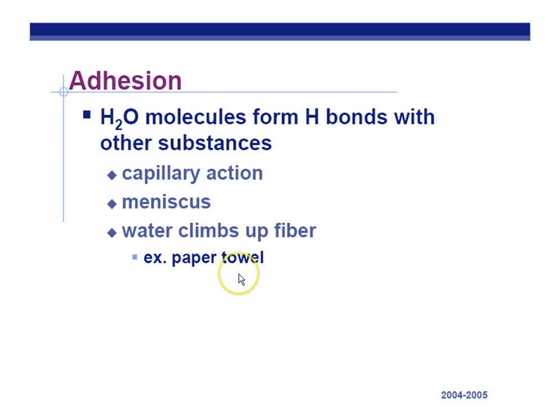Remember that paper comes from trees, and trees are mainly made of a macromolecule called cellulose, which is composed of simple sugars like glucose. Glucose, C6H12O6, has a fair amount of oxygen, and that oxygen in the glucose is going to be attracted to the water.